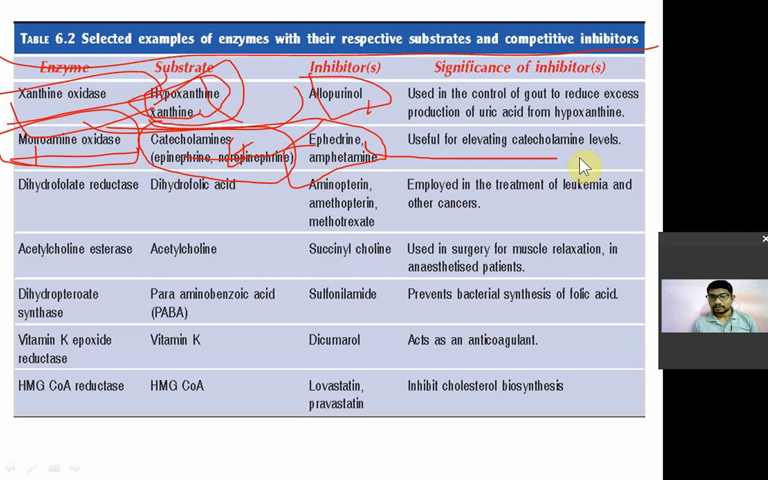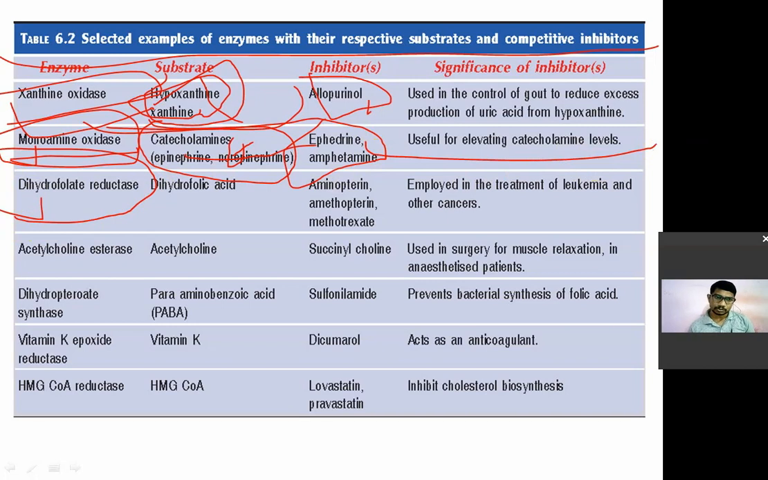So they are useful in elevating the level of catecholamines in the brain in case of depression. Now another enzyme, dihydrofolate reductase enzyme. Its function is reduction of folic acid, dihydrofolic acid का reduction करना and tetrahydrofolic acid बनाना. So dihydrofolate reductase will convert dihydrofolic acid into tetrahydrofolic acid, which is very important for bacterial growth and cell growth.